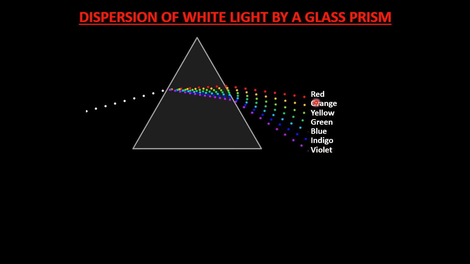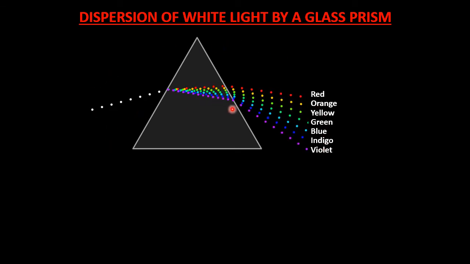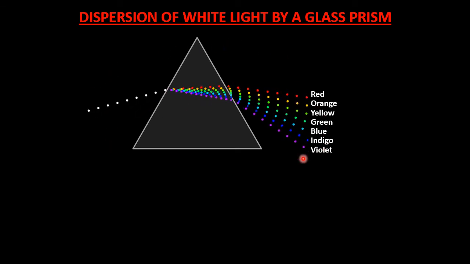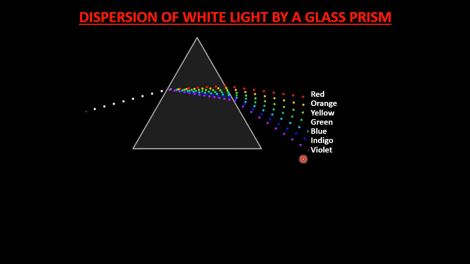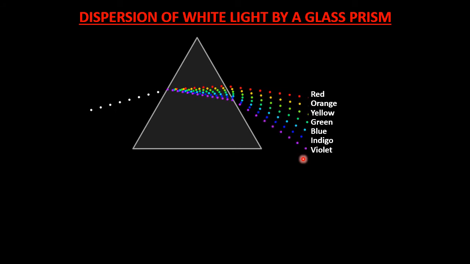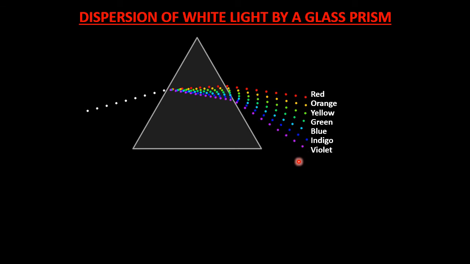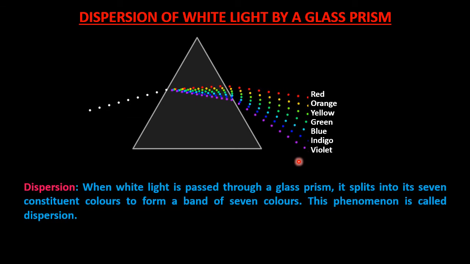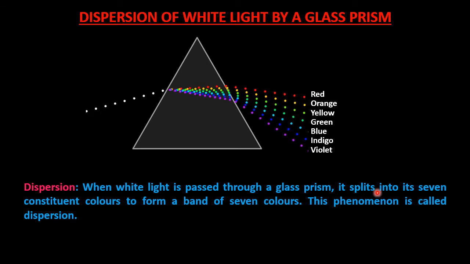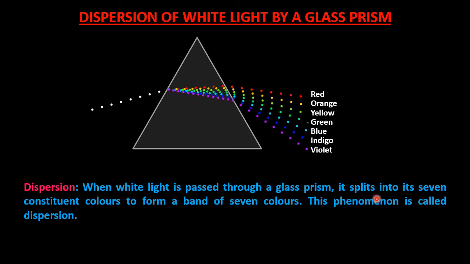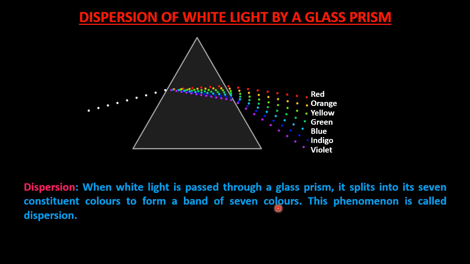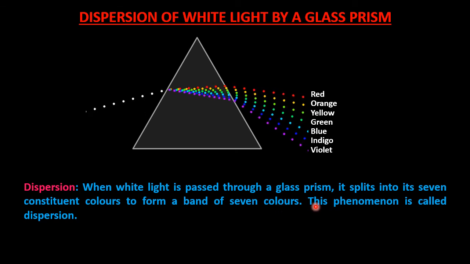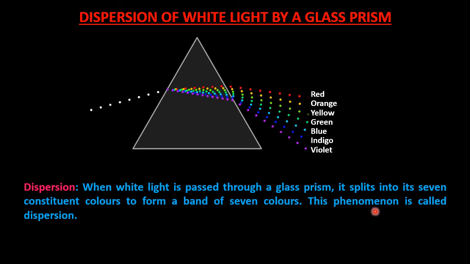And this phenomena of splitting of white light into 7 colors, we call it dispersion of light. Now here we define dispersion of light as when white light is passed through a glass prism, it splits into its 7 constituent colors to form a band of 7 colors. This phenomena is known as dispersion.